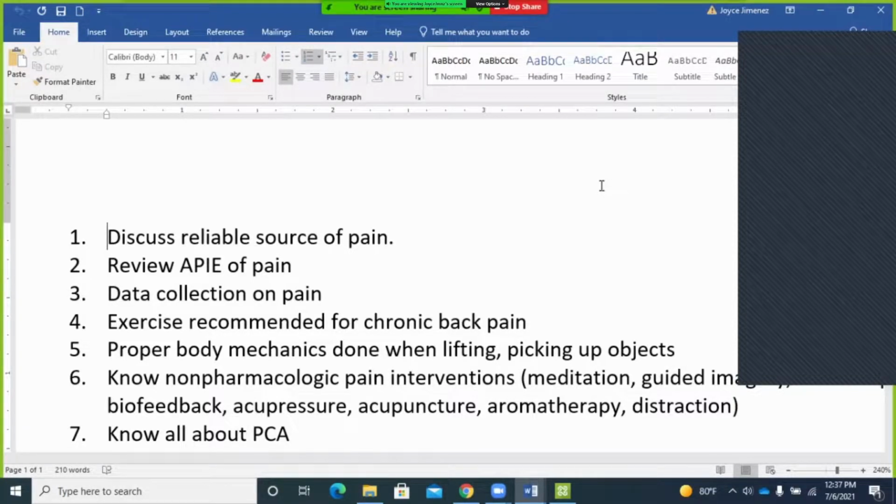Any question with reliable source of pain? Okay. So before you think of vital signs, before you think of visual observation, you want to ask the patient first. Patient is the most reliable source of pain.